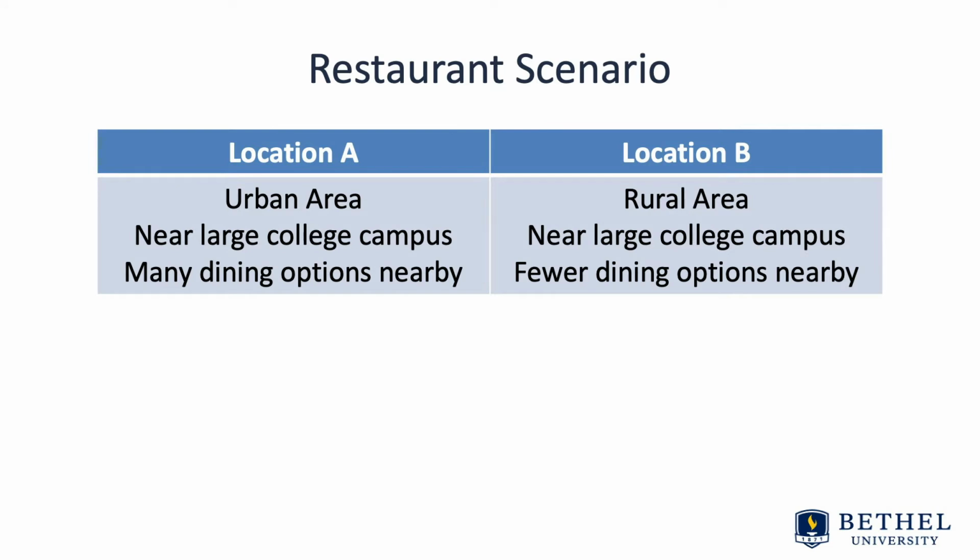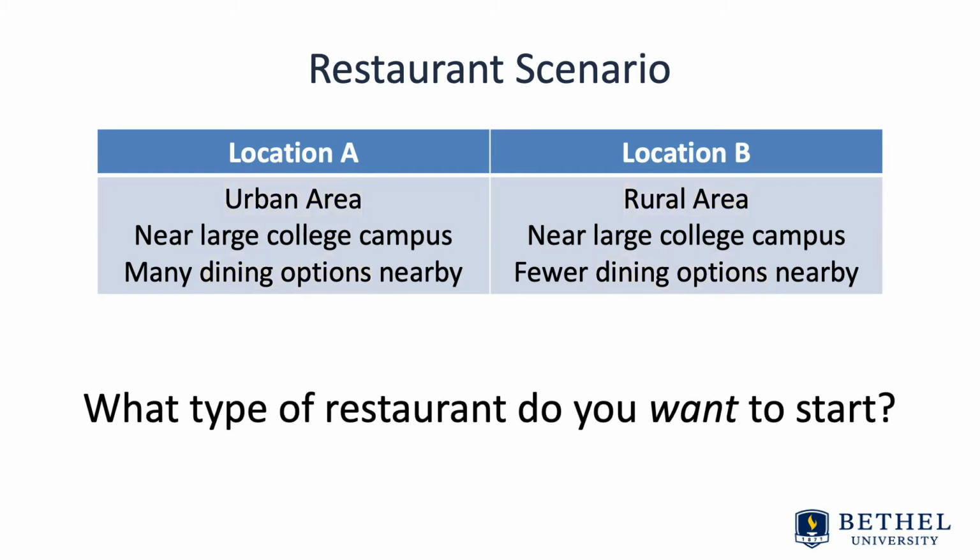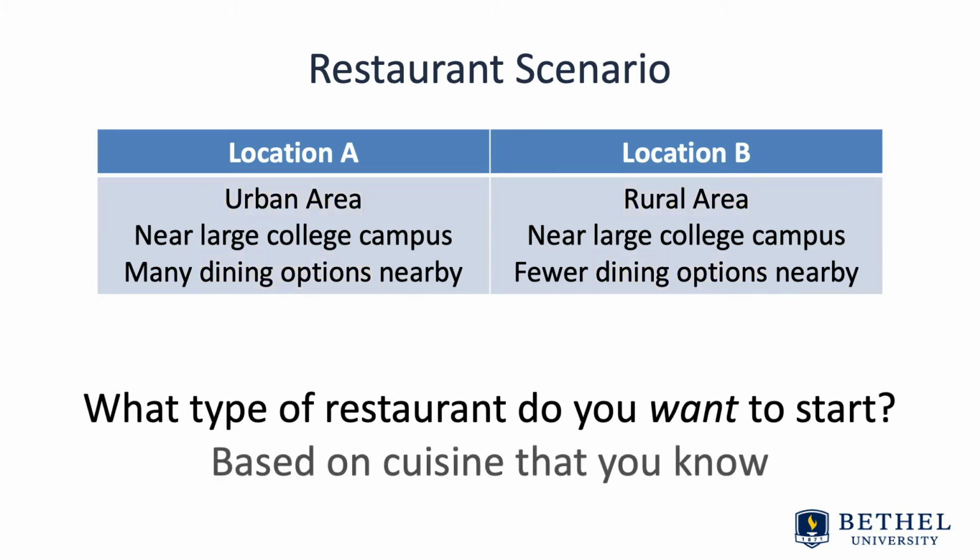In the restaurant scenario, what decided the type of restaurant you would start? For instance, it might have been the urban versus rural area, or it might have been the availability of other dining options. In either case, such a decision would reflect the IO theory. Whereas if the hypothetical question is what type of restaurant you want to start, and your answer is based on your cuisine that you know, then it would reflect the RBV theory.